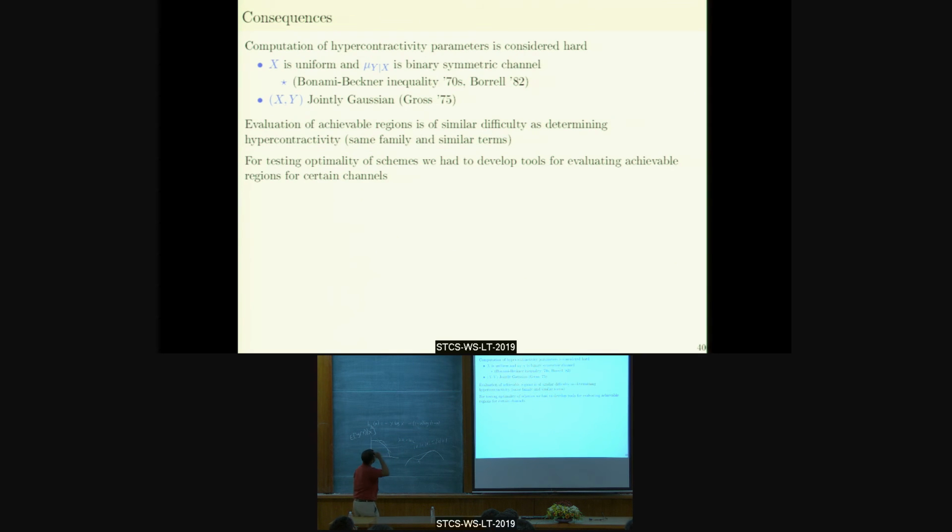Okay. So now coming back to saying computation of the optimal PQ is considered hard. The only thing that was known, in some sense, was when X is uniform and binary symmetric. That's a noise operator in the Fourier analysis literature of TCS. So for the Bonami-Beckner inequality, you know the best P and Q, and this was done in the forward direction by Bonami-Beckner, and there's something called reverse hypercontractivity by Christer Borell in '82, and Gross also did this for jointly Gaussian things.